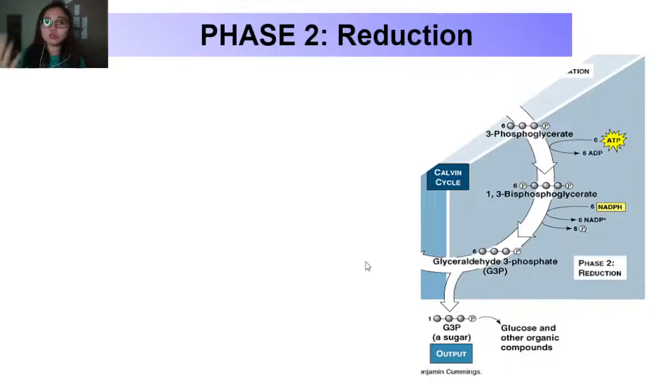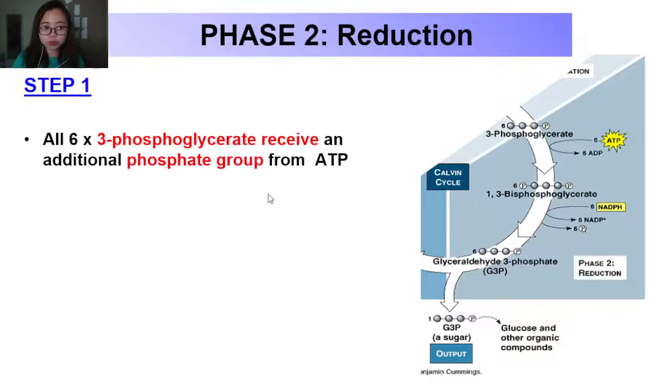Then we go into phase 2. Phase 2 is reduction. We are going to split phase 2 into 2 steps. Okay, di sini adalah step pertama dan step kedua. Phase 2 reduction, step 1 will be, we're going to take all 6 molecules of 3-phosphoglycerate. All 6 molecules of 3-phosphoglycerate will receive an additional phosphate group from ATP.